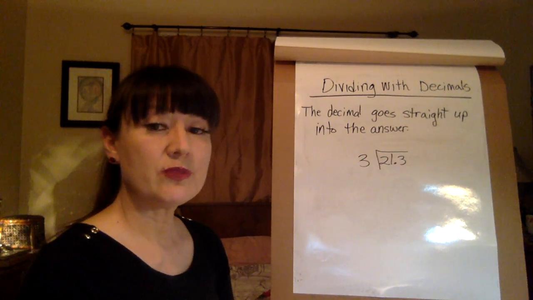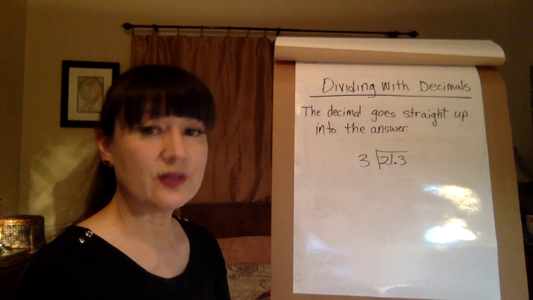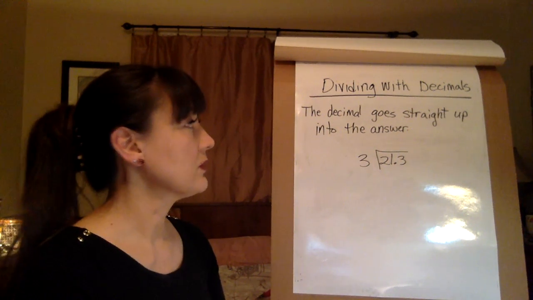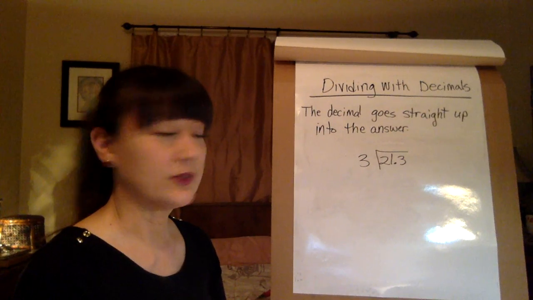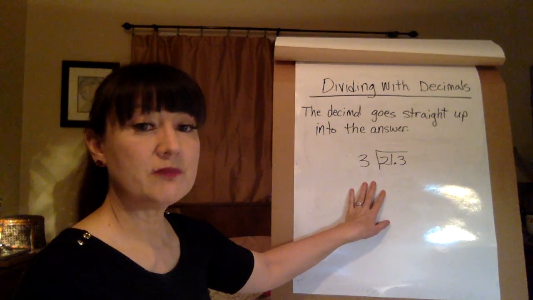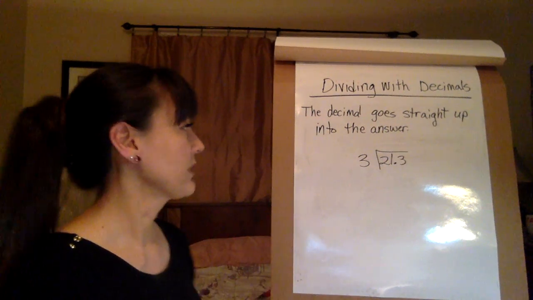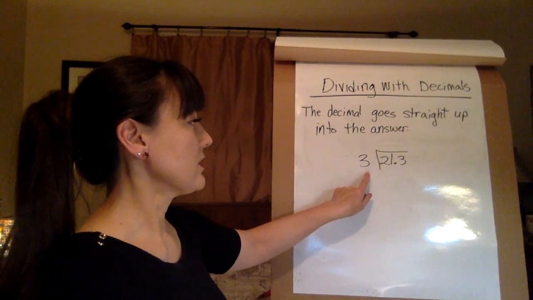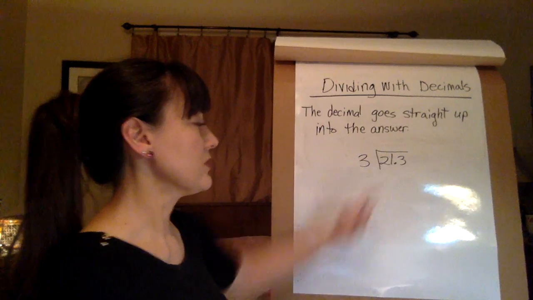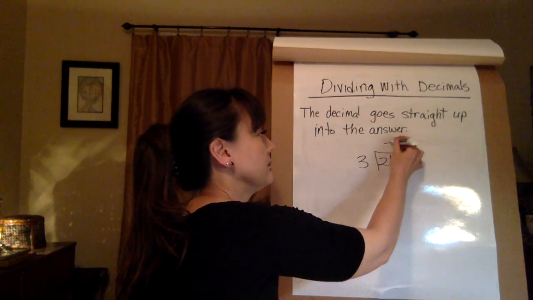So first of all, the very first rule that we have when dividing with decimals, the decimal goes straight up into the answer. And so we're going to go ahead and solve this problem. So we solve the problem first, and then we deal with the decimals last. So we're going to divide 3 into 21. 3 into 21 is 7.